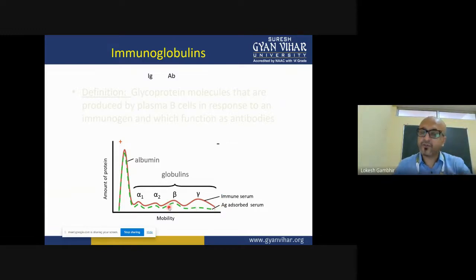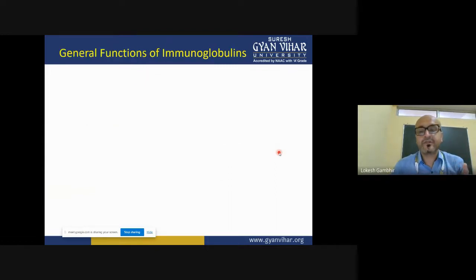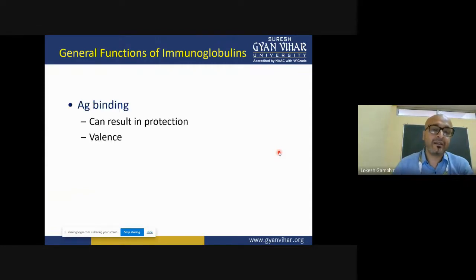is low. So we have a huge army of this particular immunoglobulin, and amongst that army, the immunoglobulins are going and binding to the antigen, and that is their general function, that they should be able to bind to the antigen. When the antibodies bind to the antigen, they will result in the protection. The antigen will be cleared from the body.